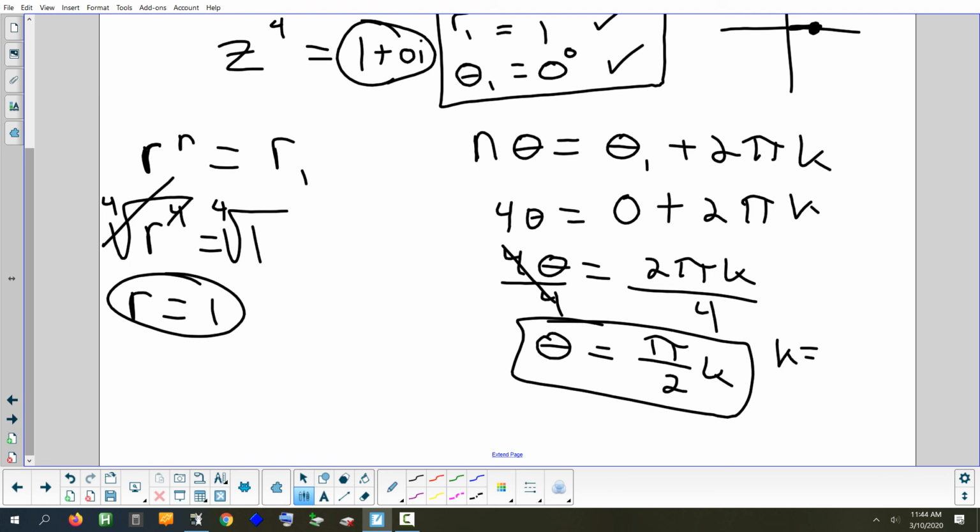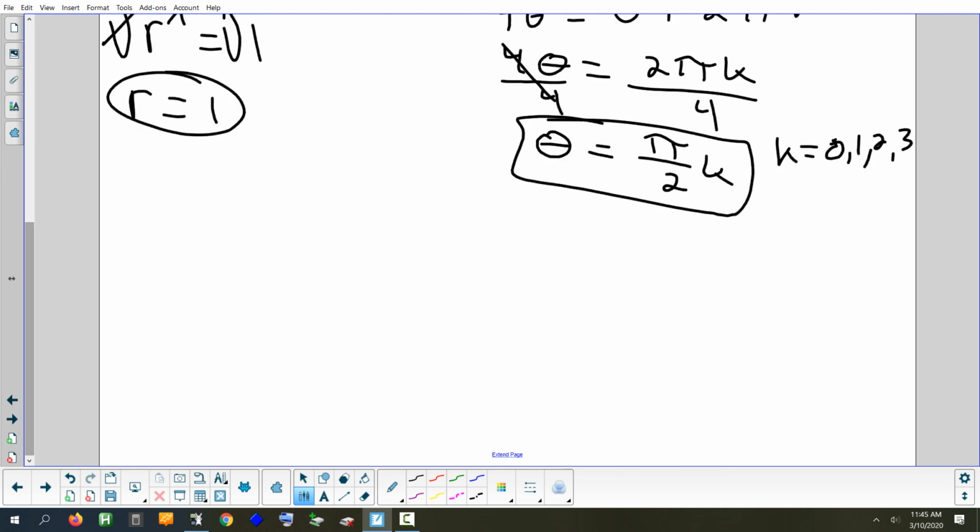If we were doing a cube root, we'd be looking for 3. Looking for a fourth root, we want 4. So we're going to plug in what numbers for k to get 4 answers? 0, 1, 2, 3. Okay. So now this part gets a little tedious just to write all the answers down. k equals 0, k equals 1, k equals 2, k equals 3.